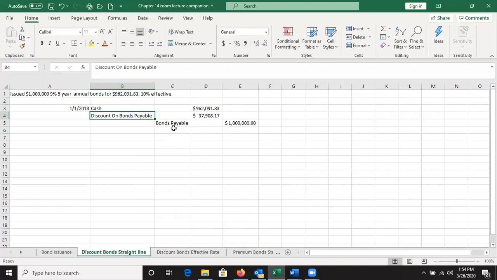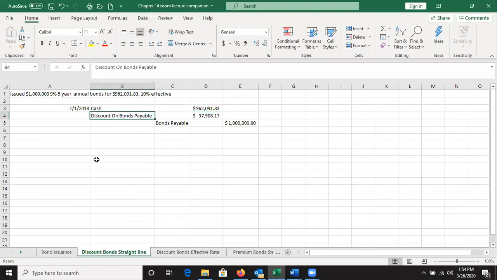balance sheet. So you would see bonds payable, 1 million, and then you would see below it discount on bonds payable, 37,908. When you clash them together, you would get this value, $962,091.83.